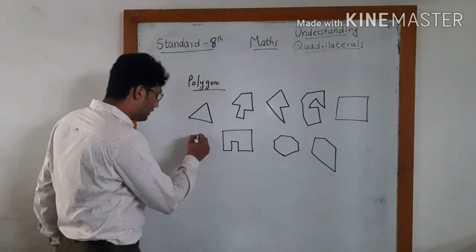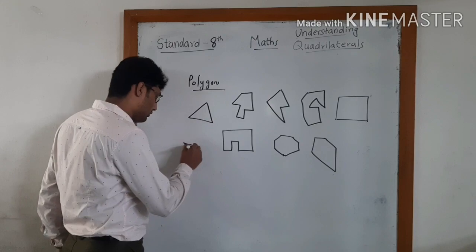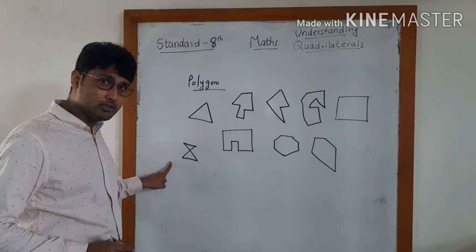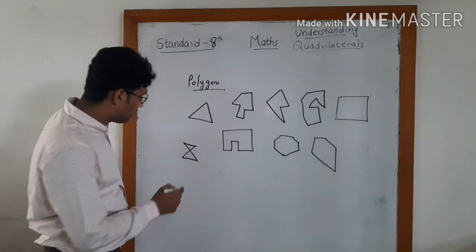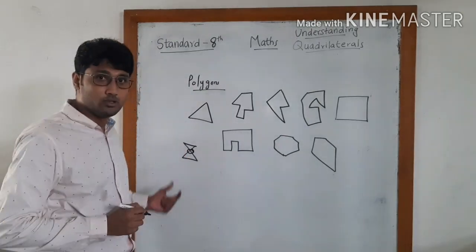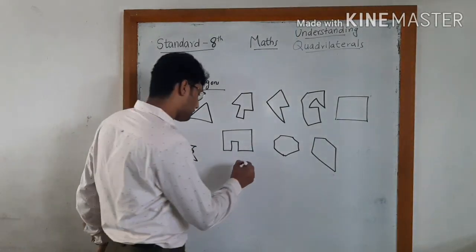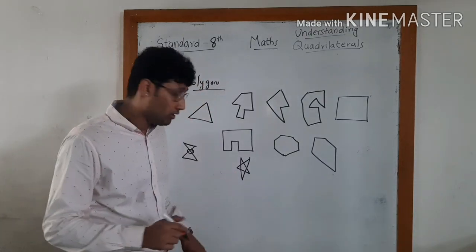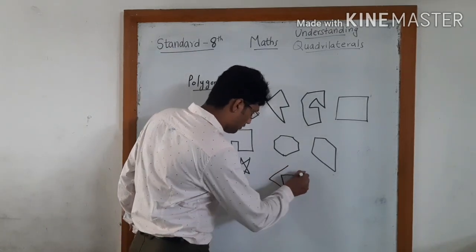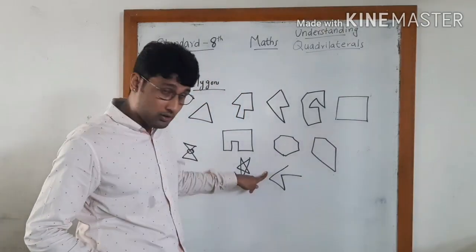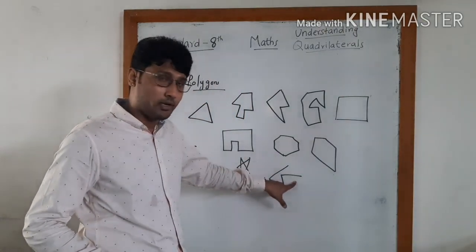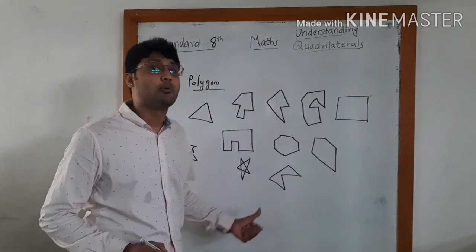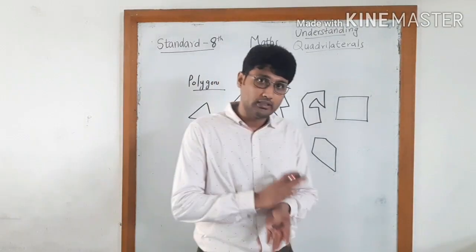Now if I draw something like this, is this a polygon? See, it is also made of line segments, but it is not a simple curve because there are edges which are crossing. So this is not a polygon. Not a polygon. Not a polygon because though it is made of only line segments, it is open. But if I close this, yes, this is a polygon. So I hope it is clear what a polygon is.